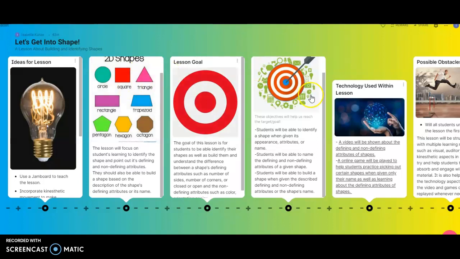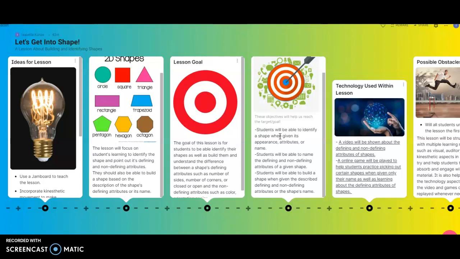Our objectives for this lesson will be that students will be able to identify a shape when given its appearance, attributes, or name. Students will be able to name the defining and non-defining attributes of a given shape. Students will be able to build a shape when given the described defining and non-defining attributes or the shape's name.